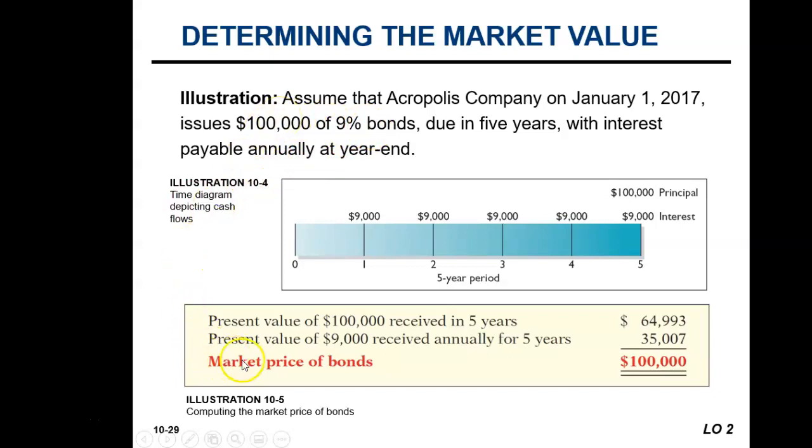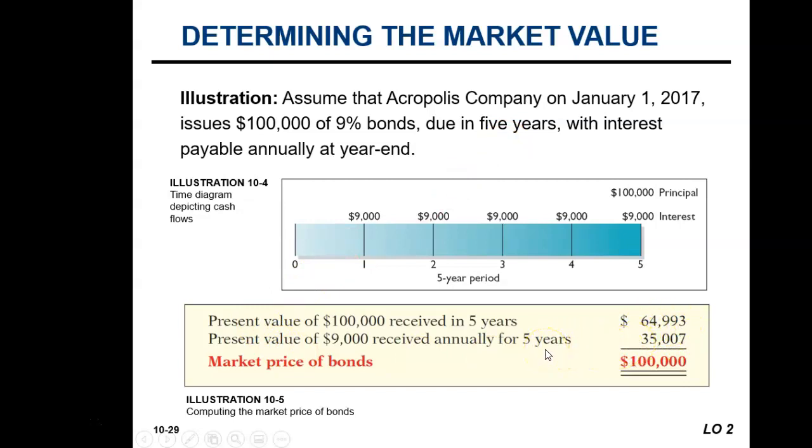So we use what we call the time value of money concept. What is the present value of $100,000 received 5 years from now? What is the present value of $9,000 received each year for 5 years? Now to do this, you use what we call the present value tables. You will look up a rate of 9%, a time period of 5 years, and it will help you to calculate the present value of these amounts.